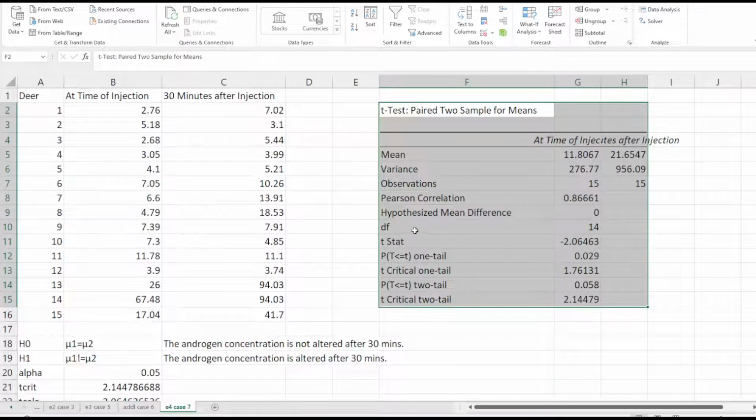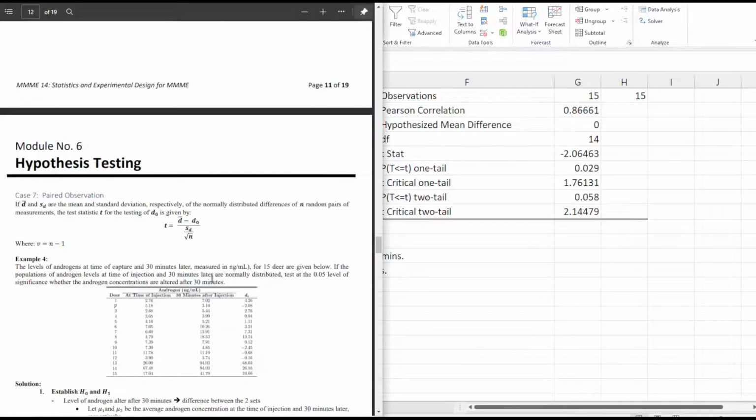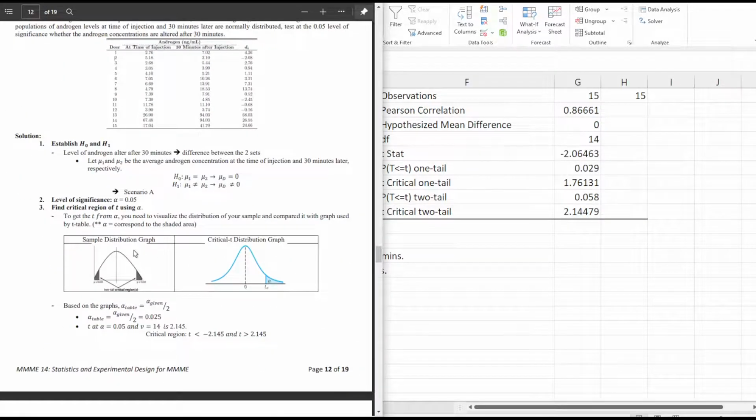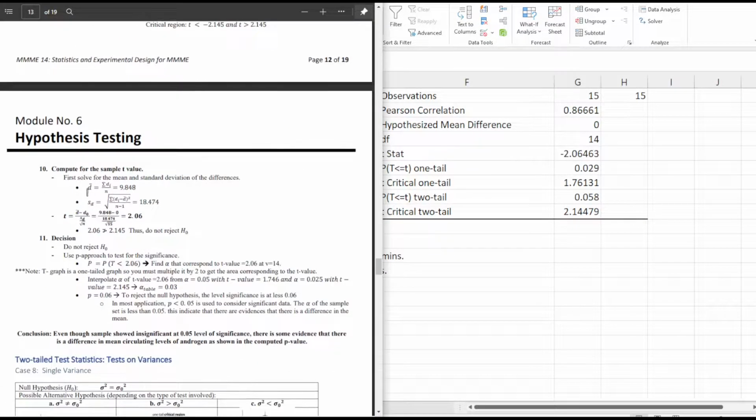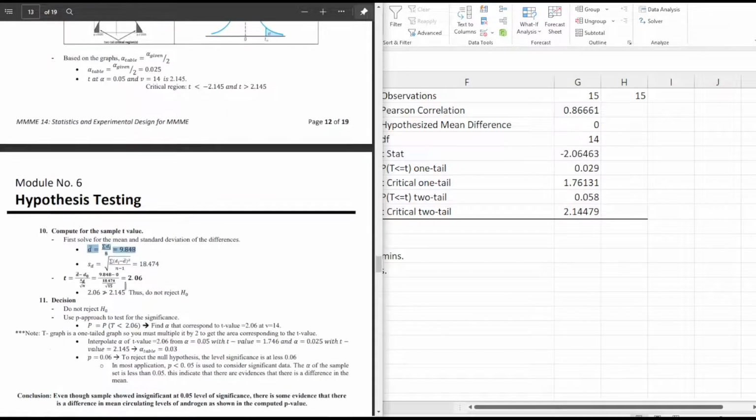anong tawag dito, data analysis tool pack. Pero pwede rin gamitin natin is yung manual method, no? And the manual method, and if I go back to the module, ito yung computation sa manual. No? You get the difference, summation of the difference, kaya may difference table dito. Tapos, you get the standard deviation of the difference. No? Tapos, from there, pwede mo na makompute itong t-statistic na to.